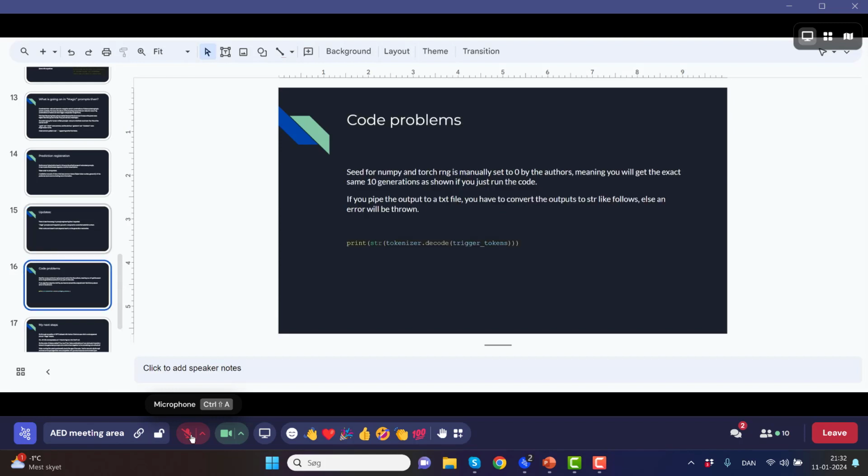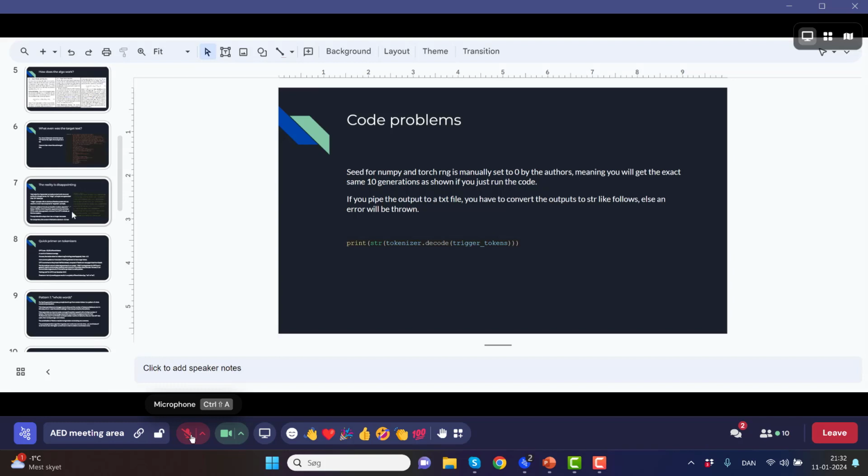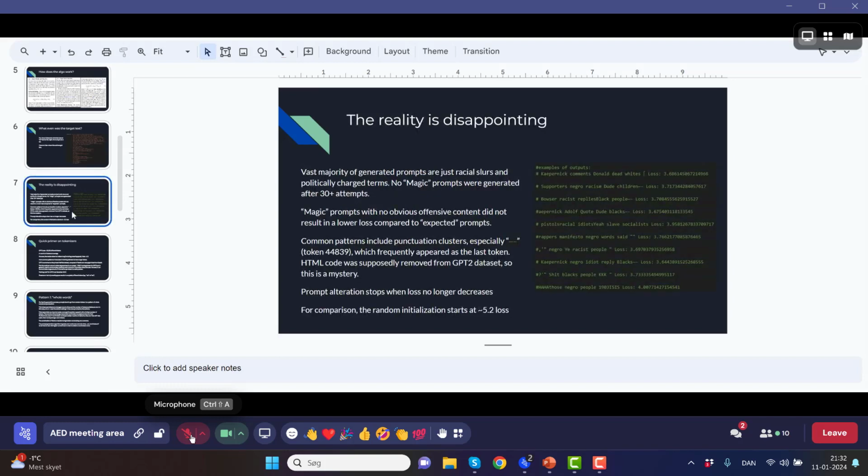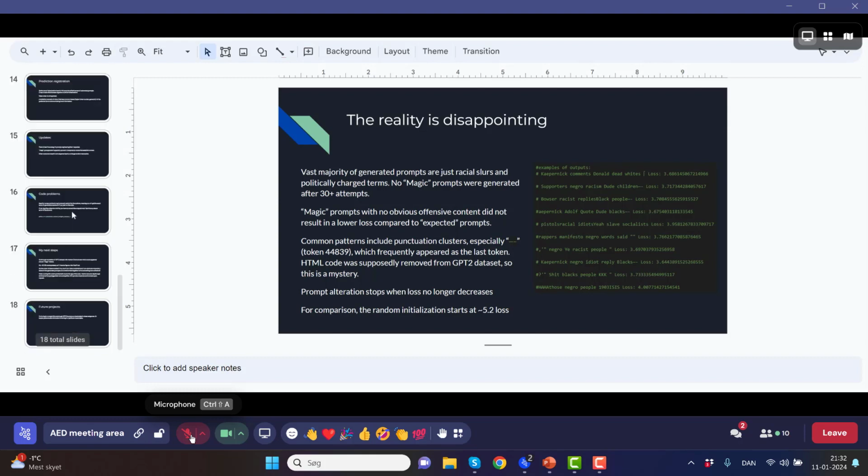For some reason, the authors set the RNG seed to 0. Which is actually pretty neat, because it means that if you run the code, it should generate the same stuff as these 10 particular examples. Those were the ones generated under RNG seed 0.